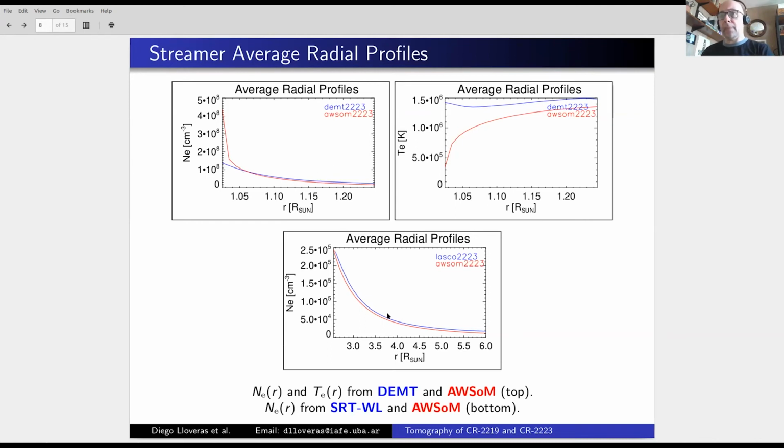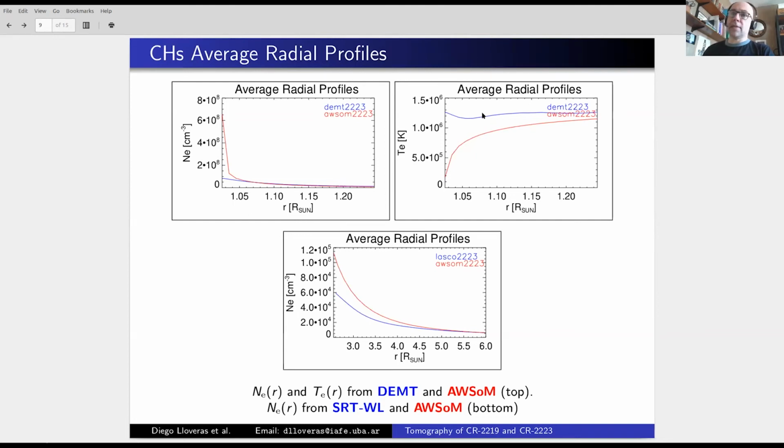If you go higher up, this is the electron density from the tomographic reconstruction based on LASCO and from the model, and there's a very nice match again. There's a 15% difference, for example, in temperature between the tomographic reconstruction and the model, but this is one of the best matches we have found so far. And this is the same for the coronal hole region. Again, we have a very nice match in density at the EUV heights, with 10, 15% differences of temperature between the two results, model and tomographic reconstructions.